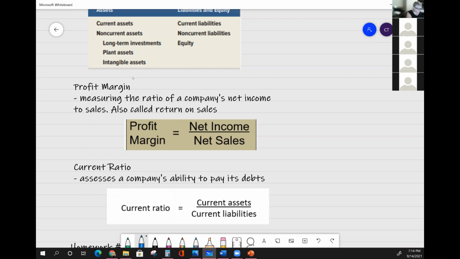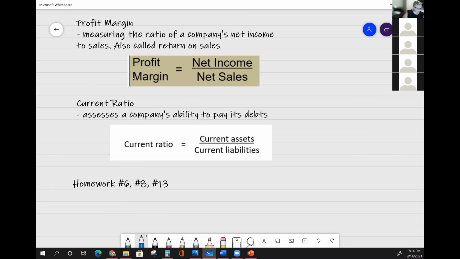And then you have current ratio, which assesses the company's ability to pay those debts in the near future. The formula for that is current assets divided by the current liabilities. So we're only looking to see what kind of assets we have now on hand versus what we have in debt now on hand, this current period, this year. So that's our current ratio. So you want to do those two. You'll have two examples. You'll have to remember those because those will probably pop up on the test.